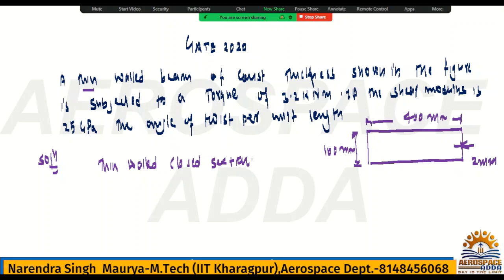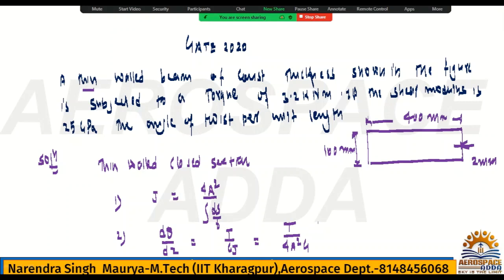So what was the formula of the polar moment of inertia? It was J. I already have given the table, please go through the table. Because it's a closed section, it is 4A squared divided by the integration of ds by t, meaning the summation of perimeter by thickness, and this is the formula you have to use. The second formula I had given is for the angle of twist, d theta by dz, the angle of twist per unit length, and that formula is T by GJ. If you put the value of J in this formula, you will get T upon 4A squared G, into the integration of ds by t, and this will be the angle of twist.